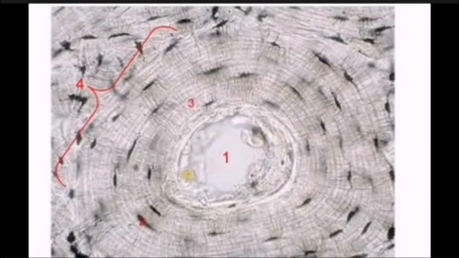In this picture, we don't have anything written, so you can guess it. What is it? So you're right, it is a central canal. Then this one is lacunae. This one is lamellae, right? And the overall structure is osteoid.